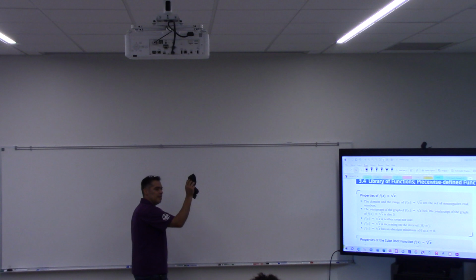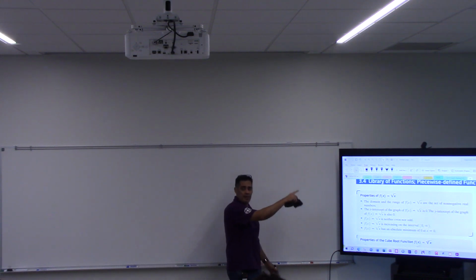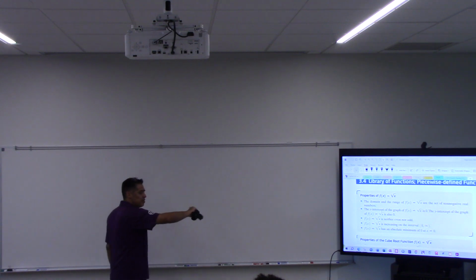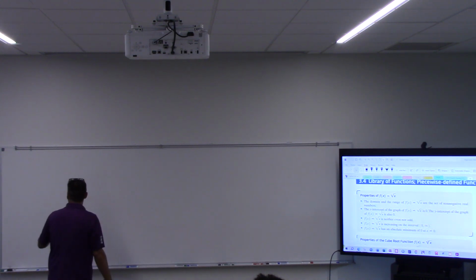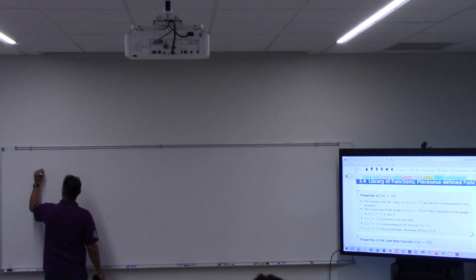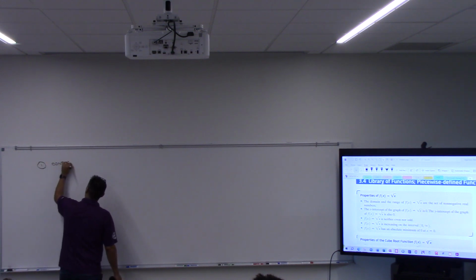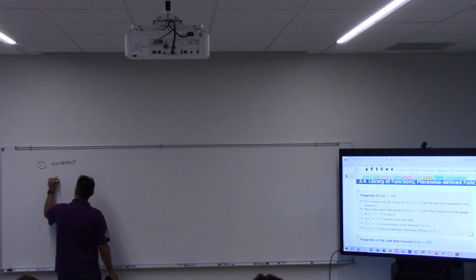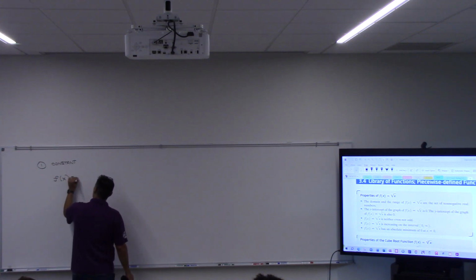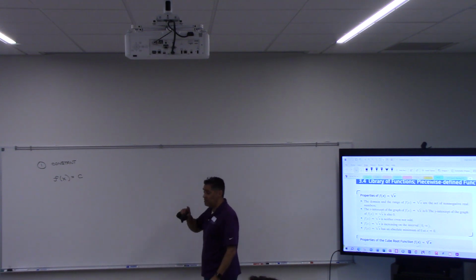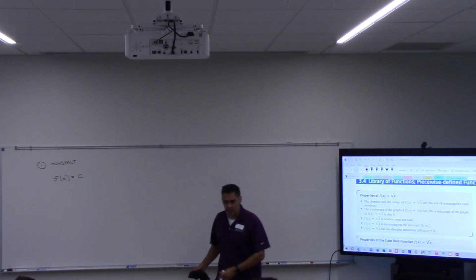I'm going to go through in a slightly different order than the book does, okay? I'm going to do my own order. But everything I do up here is going to be in the book, all right? So the first function that we want to look at is what we call a constant function. And that's f of x equals c. Now here c is any number we want.